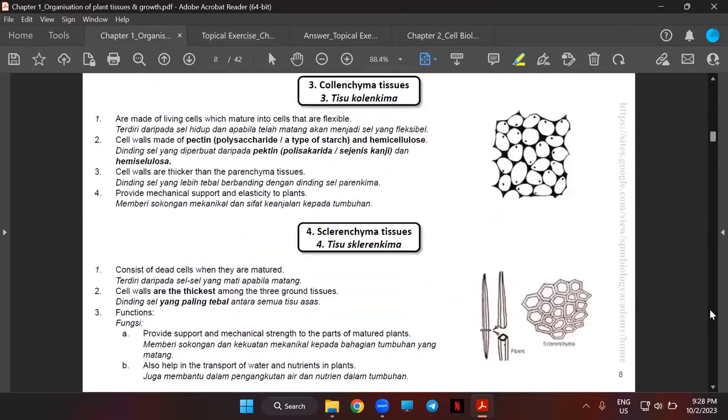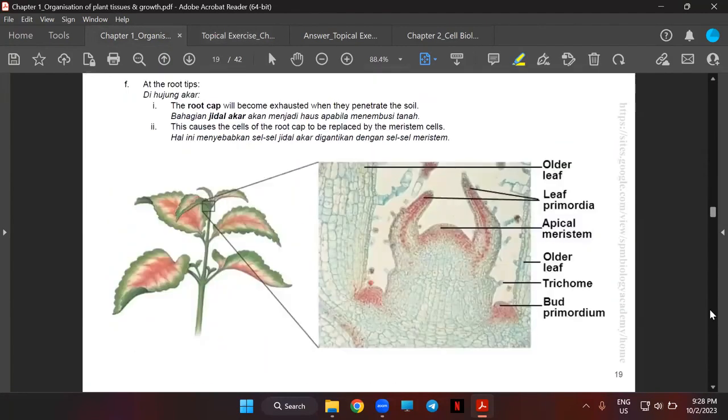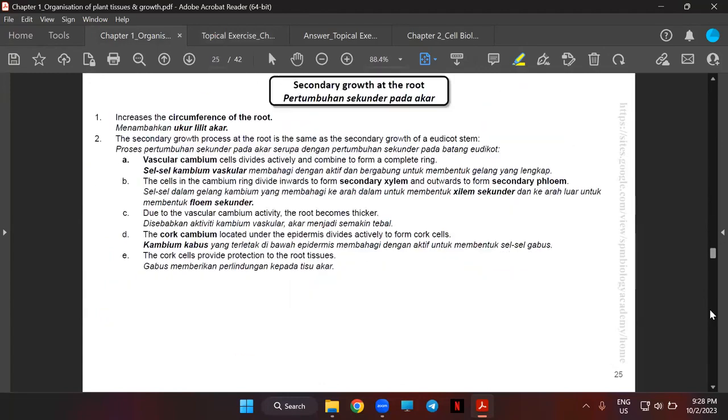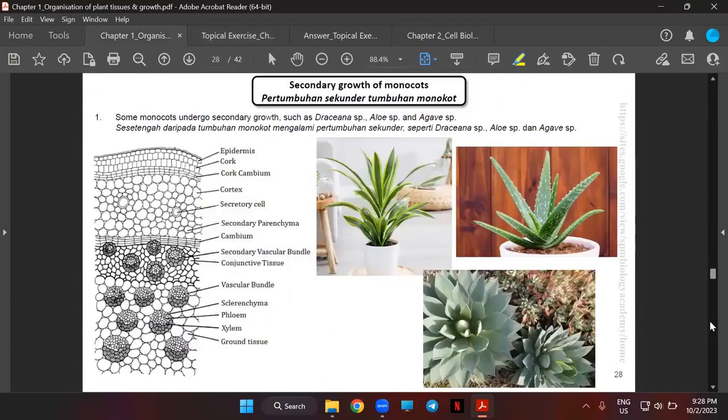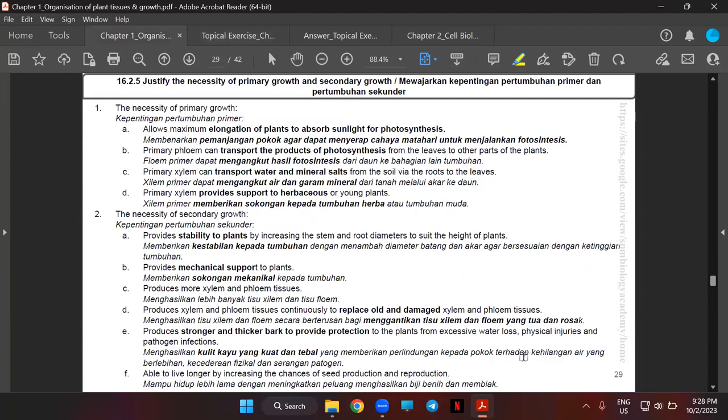Let's see. Aha, this is the one. The necessity of secondary growth. Kepentingan pertumbuhan sekunder. Okay. So I will highlight what you need to write. Kamu tulis jawapan dia. So 10 marks. Okay, first.